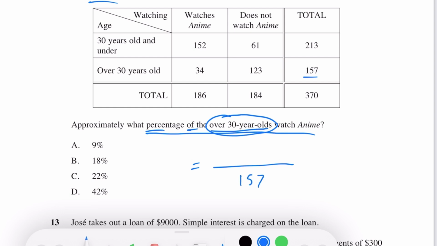And then of this 157, how many of them watch anime? Well, 34 of them do. So that's going to go in the numerator. And of course, we want it as a percentage. So we're going to times by 100. And when we do that, we're going to get a percentage of approximately 22%. So that would mean C is your answer for 12.